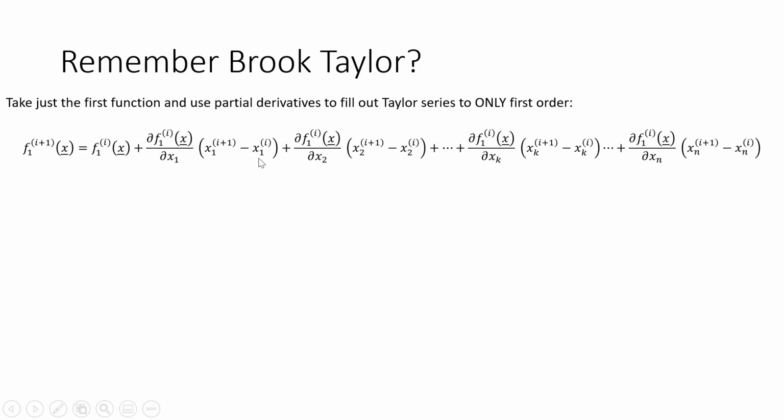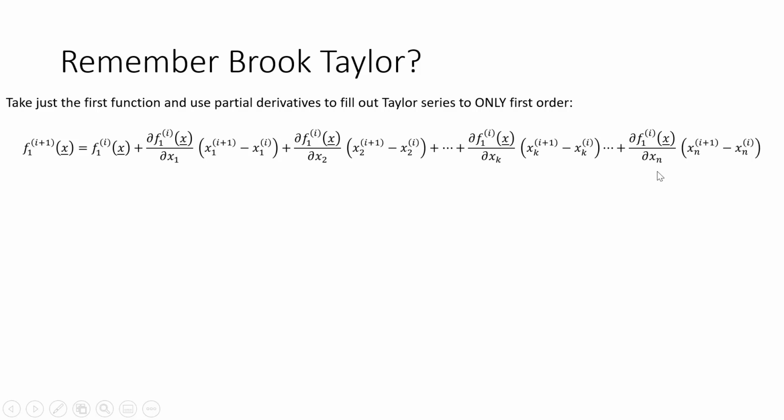the step between xi and xi plus 1, and I'm doing that for each of the n variables. So you have that step, but with the Taylor series first order, you're also going to have partial derivatives. You're going to take your first function and differentiate it with respect to x1, with respect to x2, with respect to xk here, say, and then finally with respect to xn. So this is the first function, and you're doing partials with respect to each of the variables, and you're multiplying it by the step for the corresponding variable.